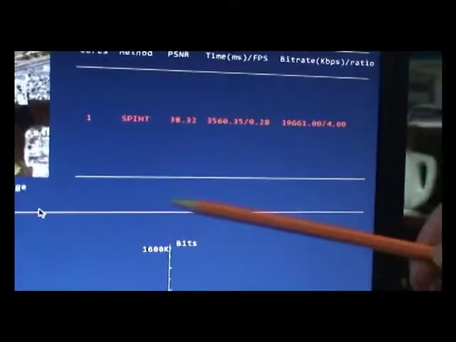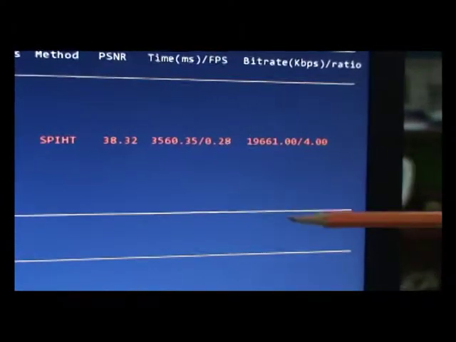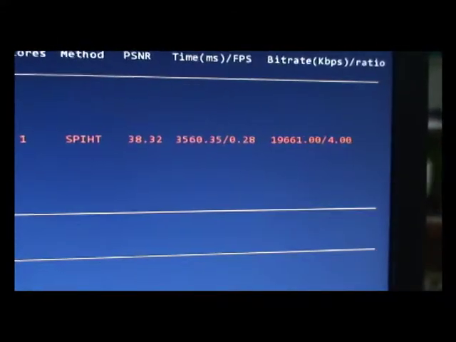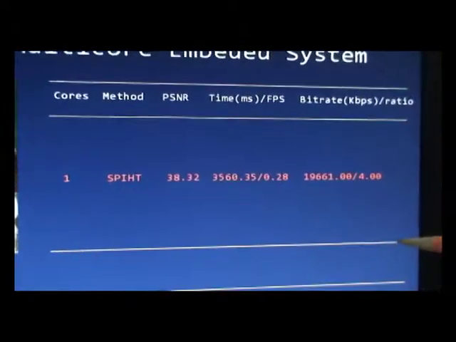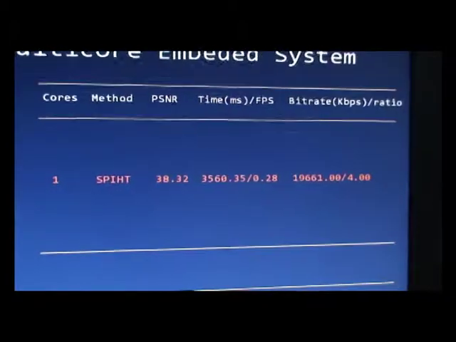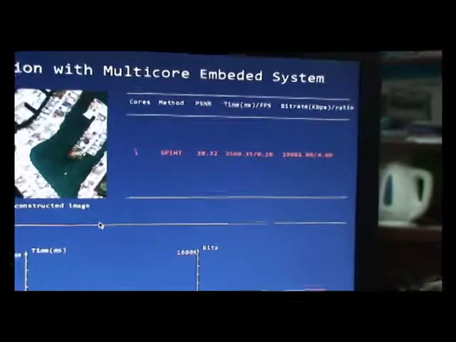From the result, we can see the compressed bit ratio is equal to the value we set before the experiment. This is because SPIHT algorithm uses bit plane encoding method, and we can control actual compress ratio exactly.